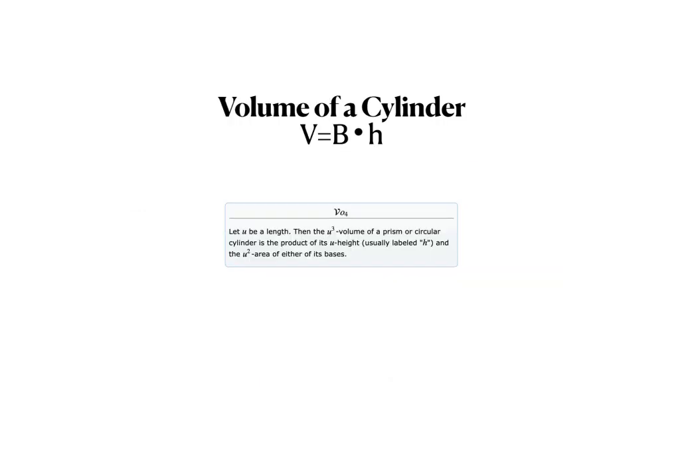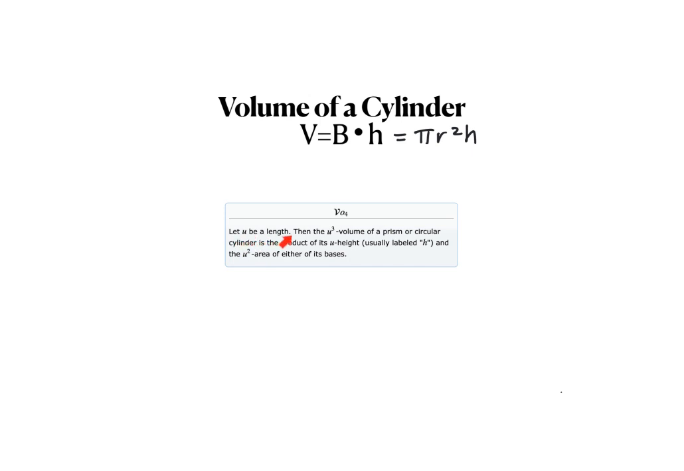The volume of a cylinder can be calculated the same way the volume of a prism can be calculated. It's the area of the base times the height. Now, the base in this case is a circle, so the formula would be pi r squared times h. And indeed, that is what we're told.